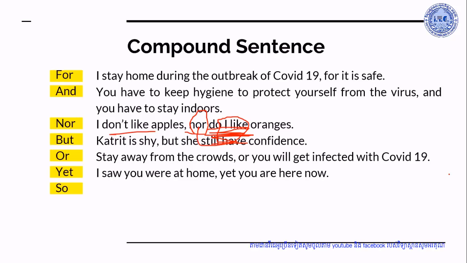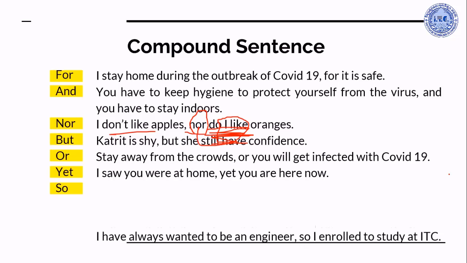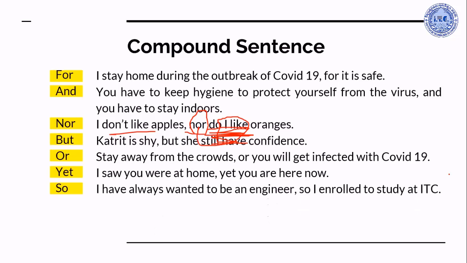are here now. It is strange, right? Because at the moment I saw you at home, but now when I come here, I see you here as well, so it is strange. So when it is strange, you can use yet. And the last example is so, and I think you know so already.